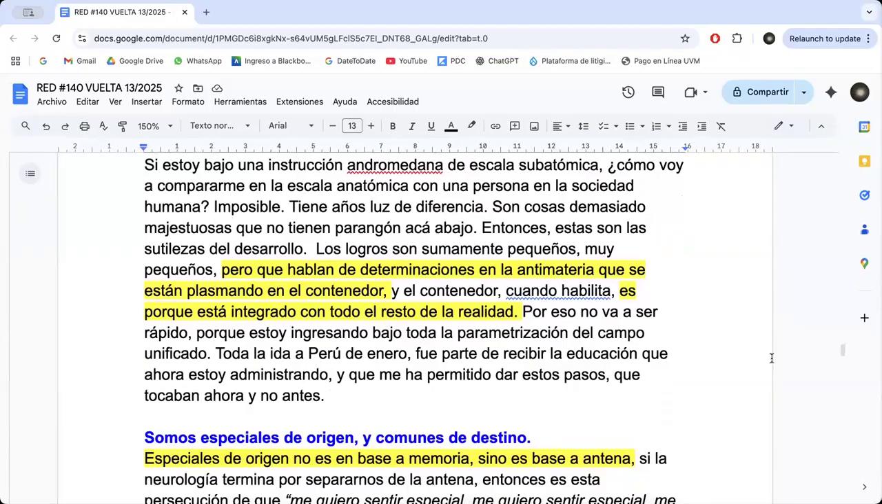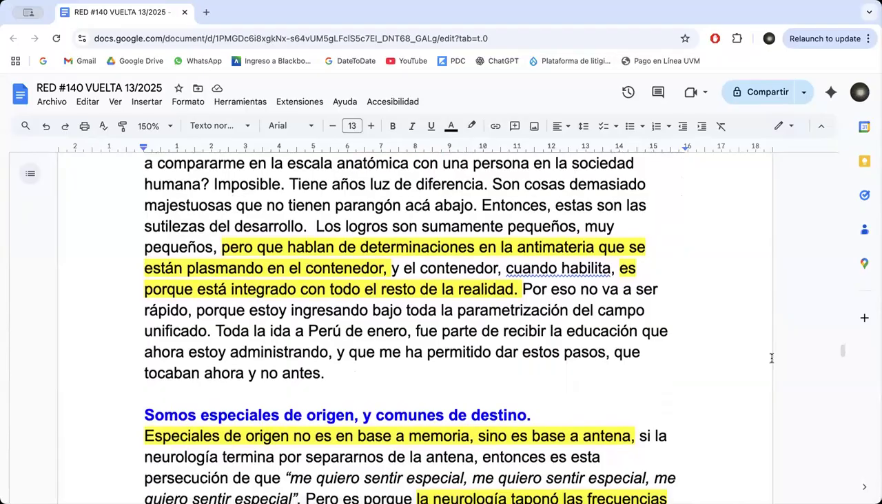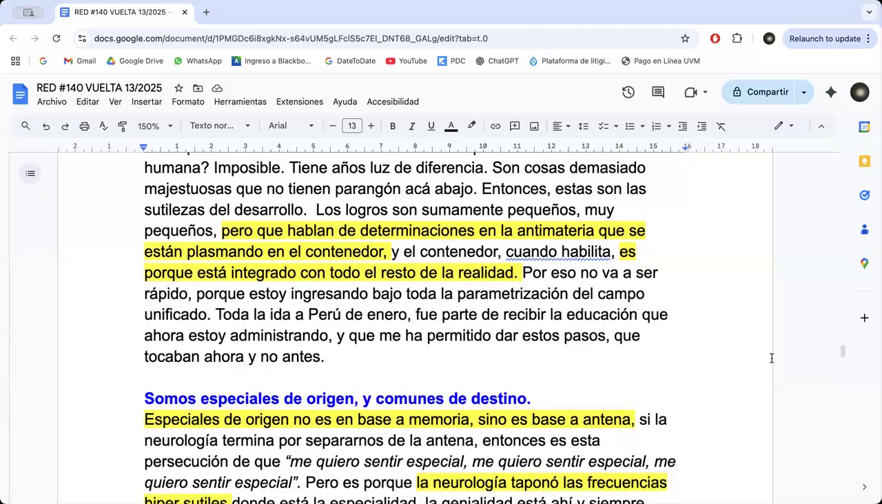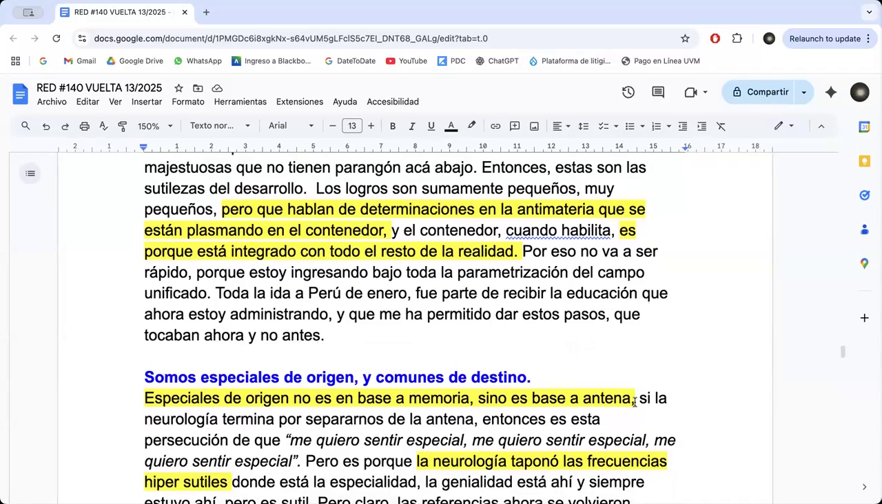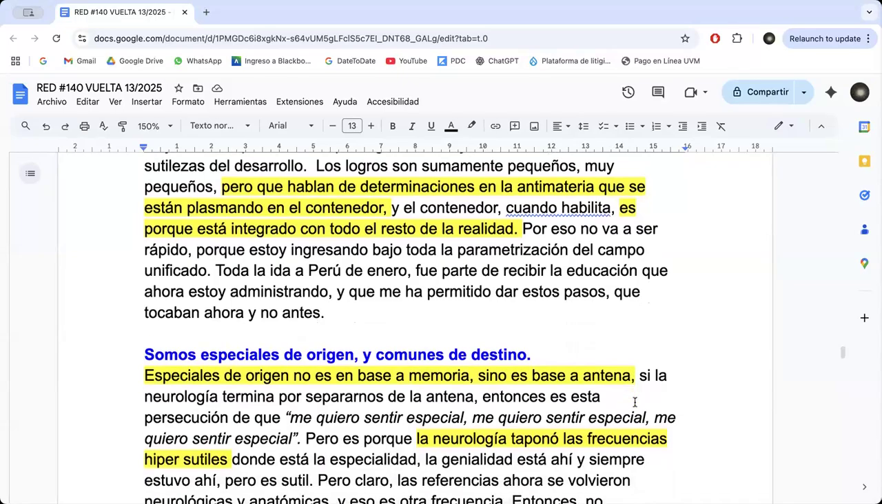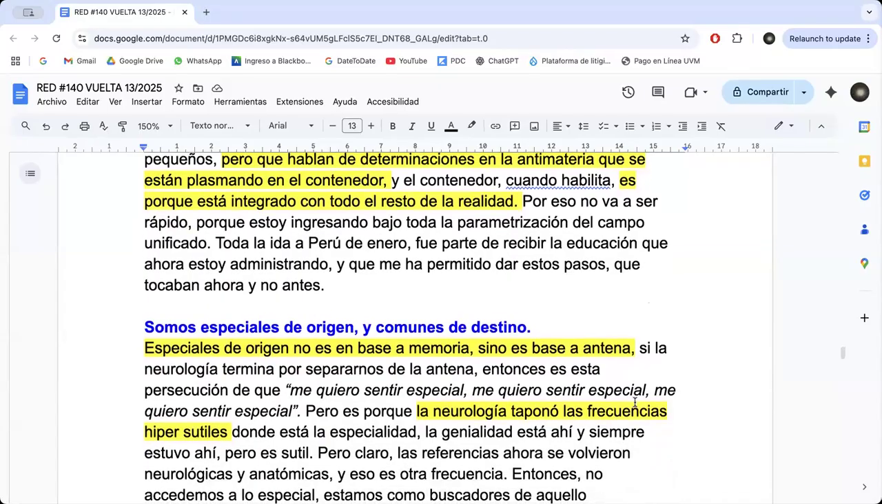She is under an Andromedan instruction of a subatomic scale. So how can she compare herself anatomically with the person in human society? It is impossible, because there are light years of difference. These are truly majestic things. So these are things that are like the subtleties of the development. They are very slow achievements, very, very slow.